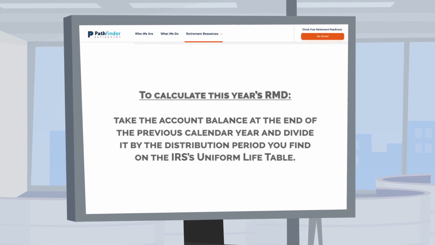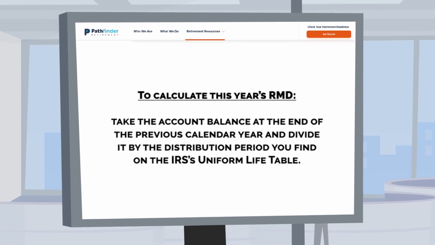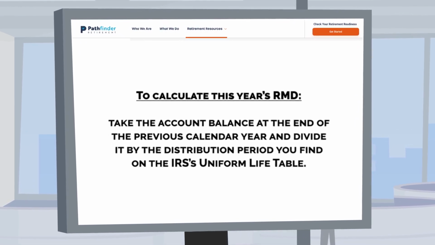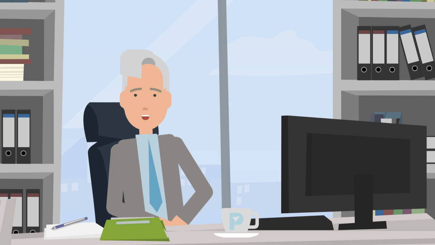To calculate this year's RMD, take the account balance at the end of the previous calendar year and divide it by the distribution period you find on the IRS's Uniform Life Table. The distribution period is pretty much a nice way of saying the number of years you have left. Of course, because it's the IRS, there are exceptions that complicate things.